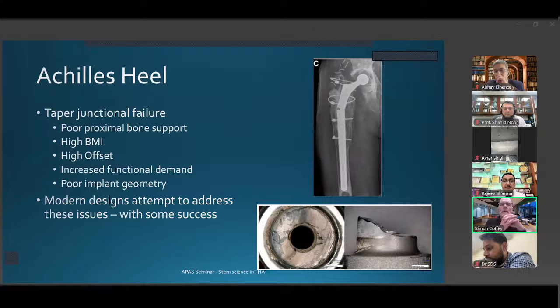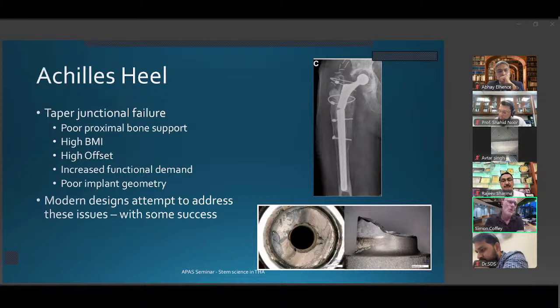And there's a number of factors involved. From the patient perspective, poor proximal bone support, high BMI, high offset stems all put the patient at risk. Those with higher functional demands, but very importantly, poor engineering. So what's happened over the last 15, 20 years is that the engineers have worked harder to create better quality tapers, stronger, much better both FEA testing and bench testing, and that's translated into better clinical results.